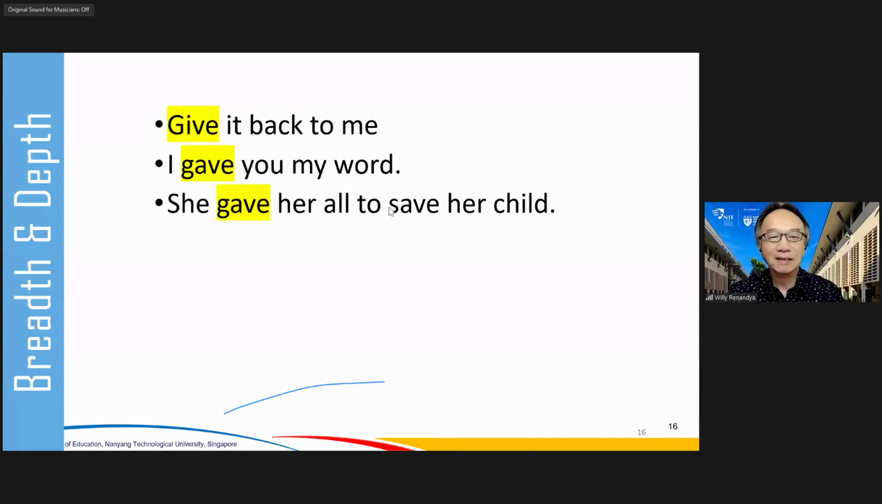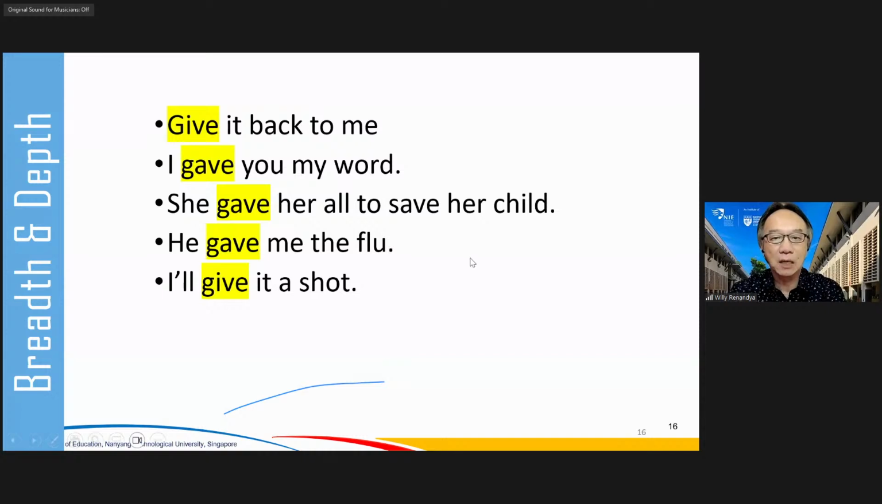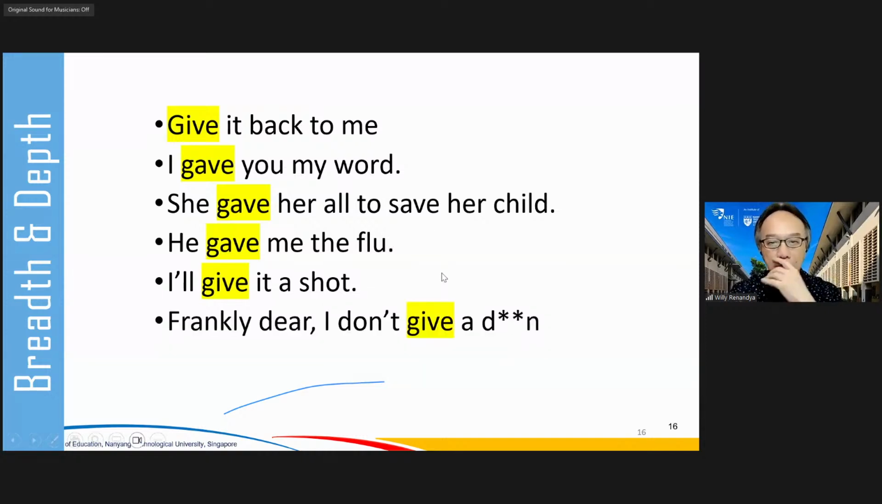Next one, he gave me the flu. Again, it's give, but in this context the meaning is slightly different, isn't it? I'll give it a shot. And the last one, frankly, dear, I don't give a damn. But in every instance here, the meaning of the word give changes a little bit. And this is what I mean by usage. This is what I mean by deeper knowledge of the words.